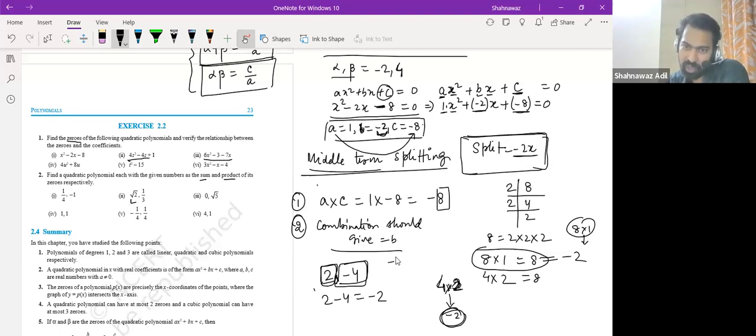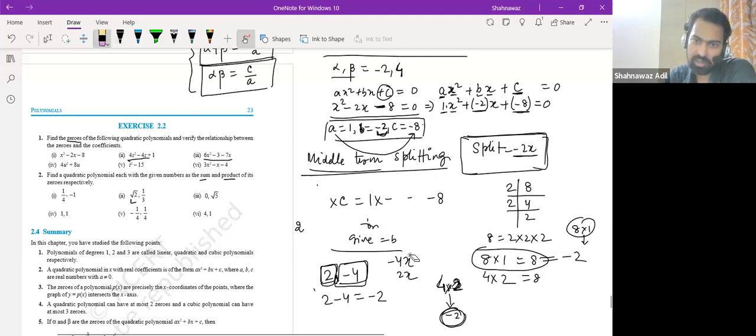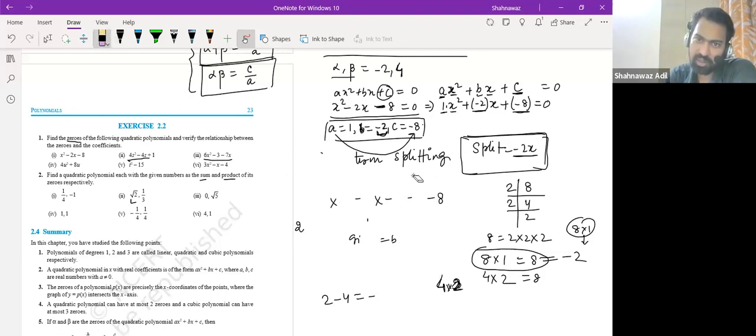These are the two numbers that I take to split this minus 2x. One would be minus 4x and the other would be 2x. Is this clear to you? Yes. Okay, so let us take it quickly.